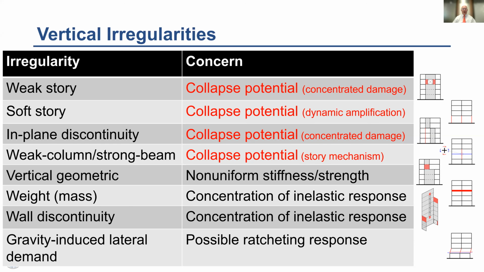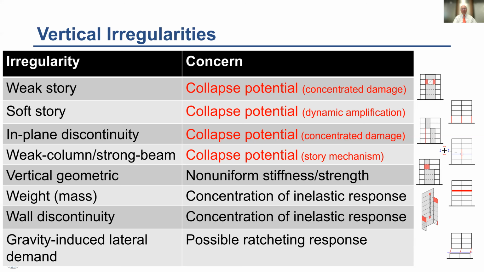And we'll talk about a gravity-induced lateral demand. This is not characterized in US codes, but the idea is important and should be on your radar, especially given modern trends in architecture. The idea is that if the gravity loads cause lateral response, that needs to be considered in the design of the building for its seismic system.